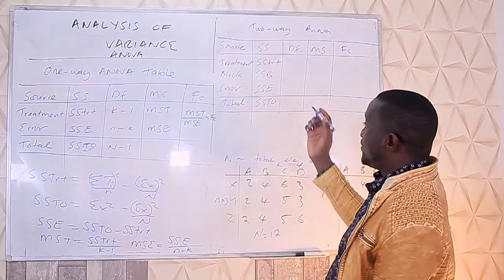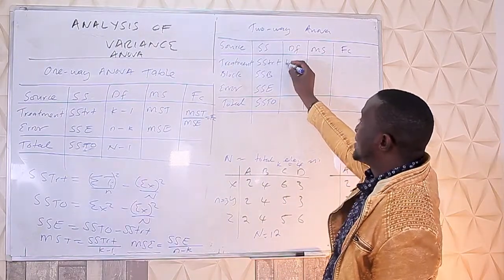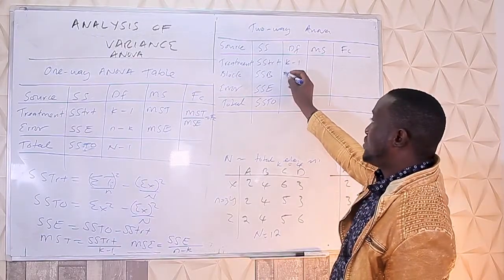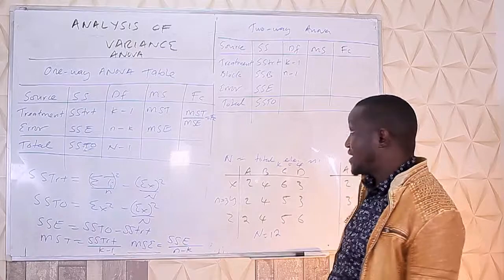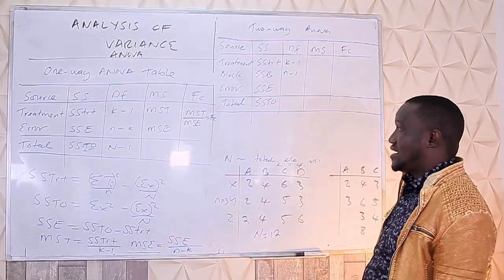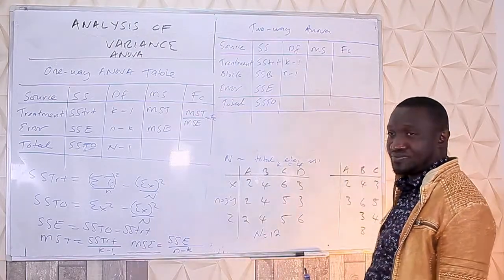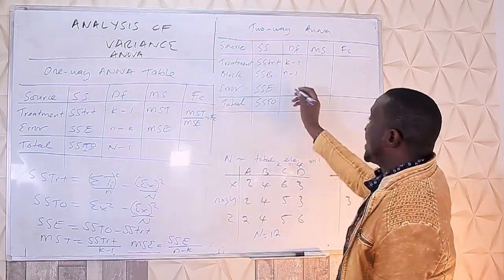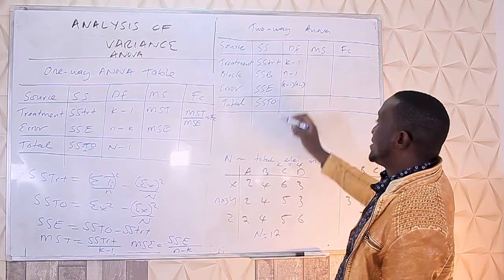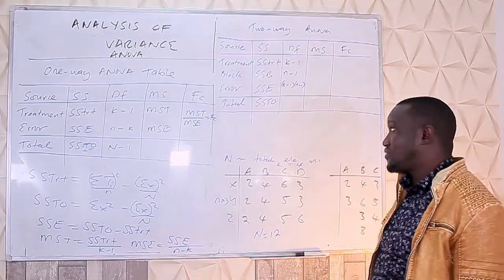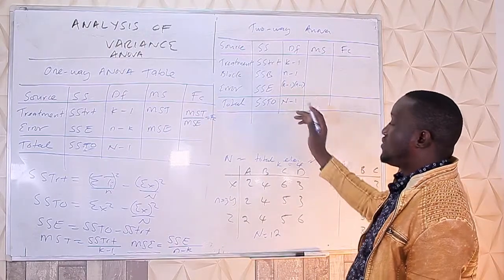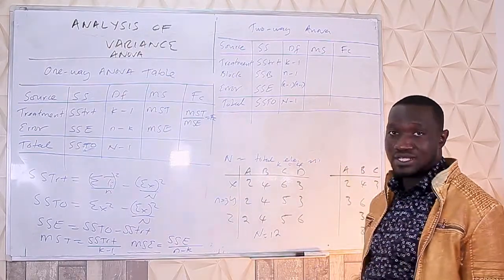So the degree of freedom for the treatment in a two-way ANOVA is simply k minus 1. The degree of freedom for the block is n minus 1. And interesting enough, the error is simply the product of the two. So it will be k minus 1, n minus 1. That is how we find the degree of freedom for the error under a two-way ANOVA. The degree of freedom for the total is the same, which is capital N minus 1.